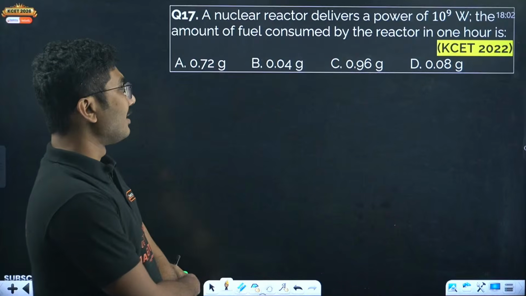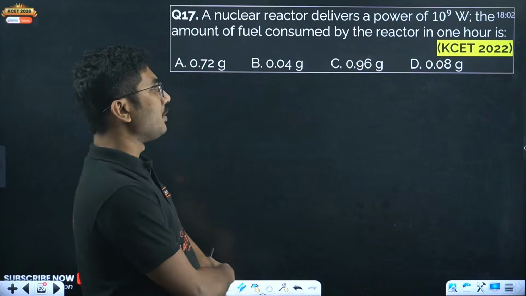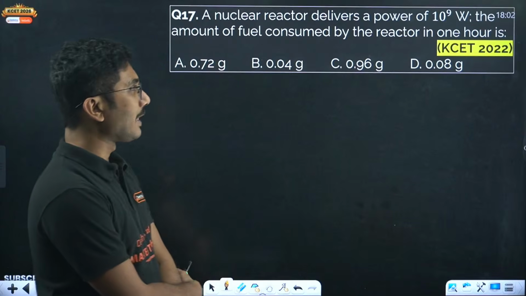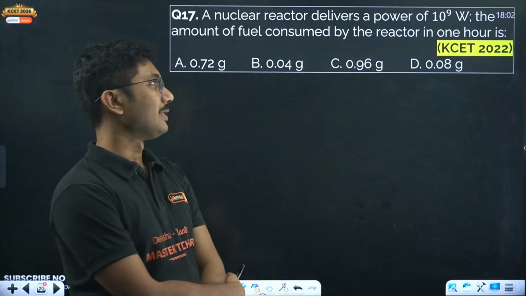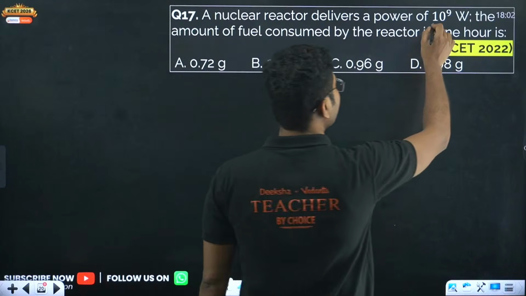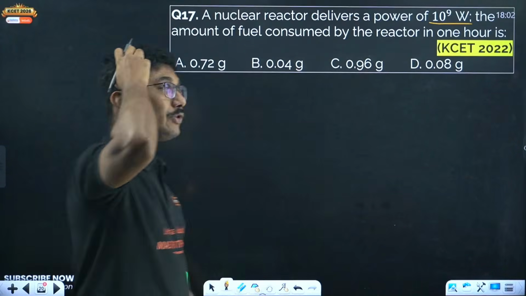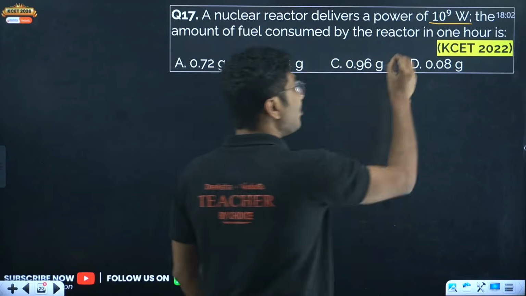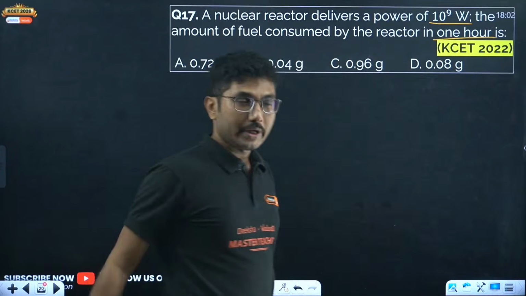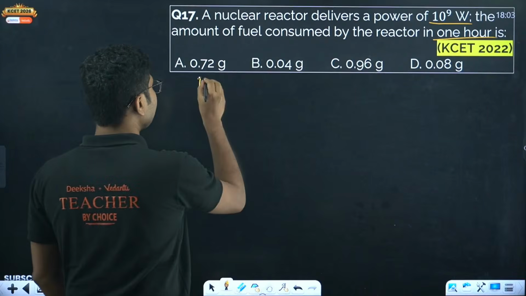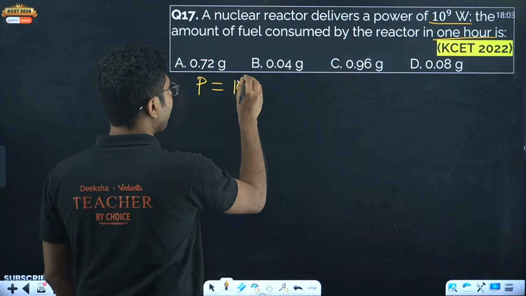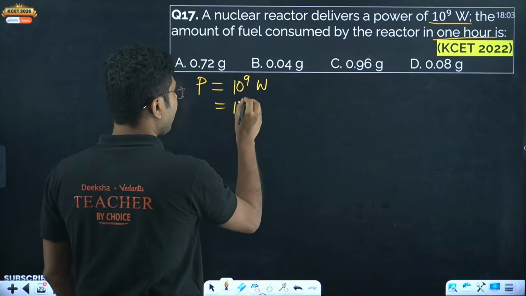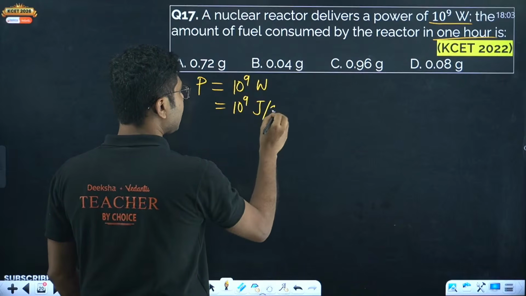A nuclear reactor delivers a power of 10 to the power of 9 watt. The amount of fuel consumed by the reactor in 1 hour is? So the power of the reactor is 10 to the power of 9 watt, and they ask you the fuel consumed in 1 hour. What is a watt? A watt means joules per second, so 10 to the power of 9 joules per second.